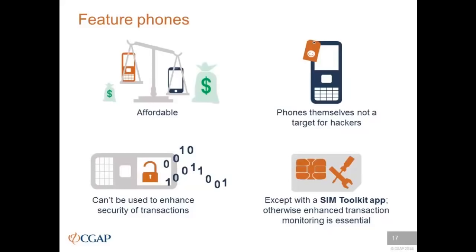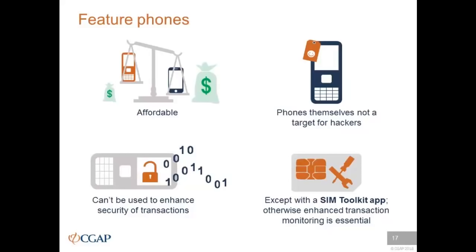On the other hand, feature phones lack encryption, so they can't protect against the lack of security in the mobile network. One way of getting around this, of course, is to use a properly designed SIM Toolkit app, which can help address the security gap. An alternative in a USSD environment is enhanced transaction monitoring by the DFS provider.